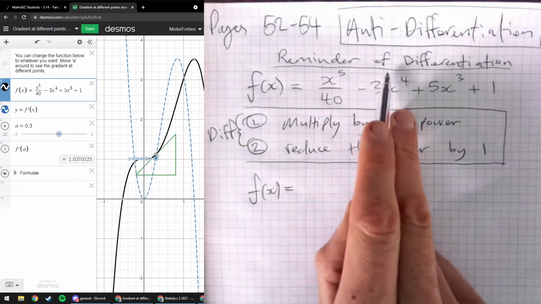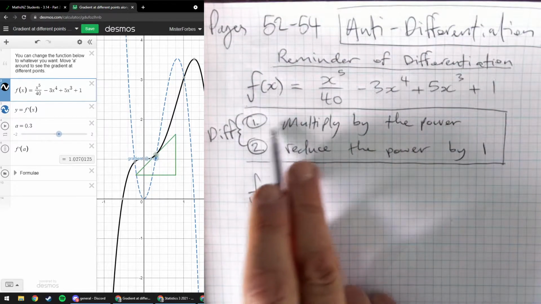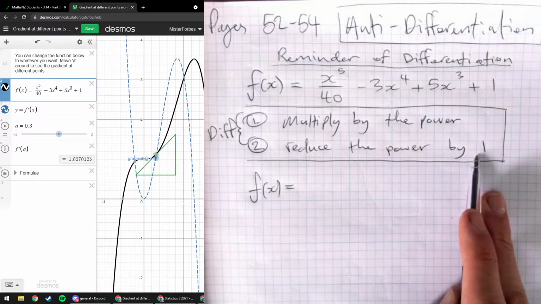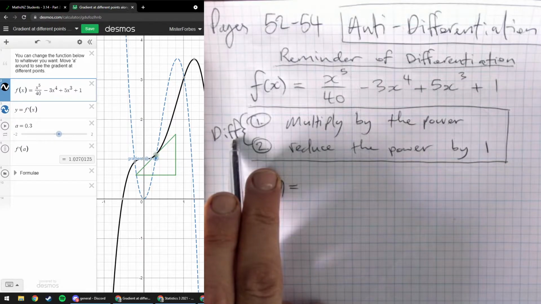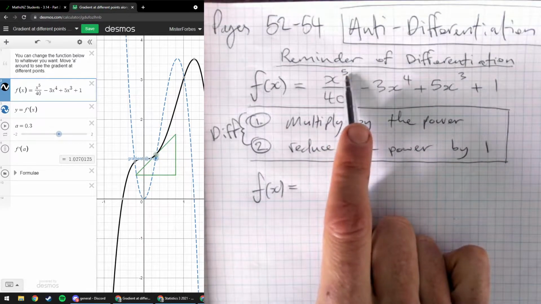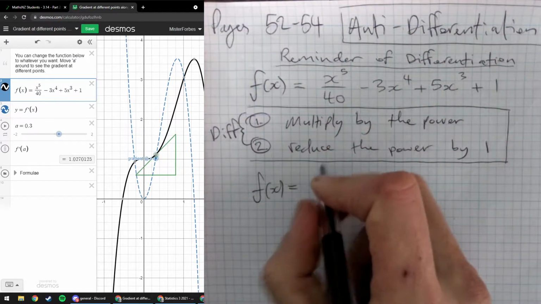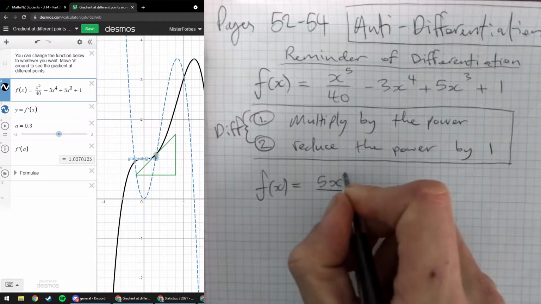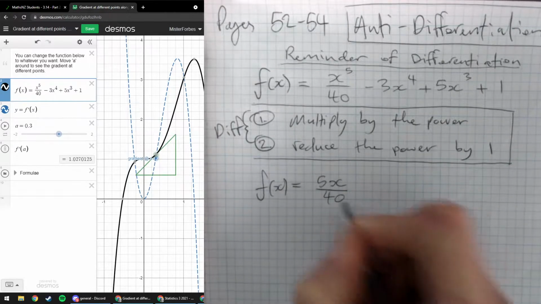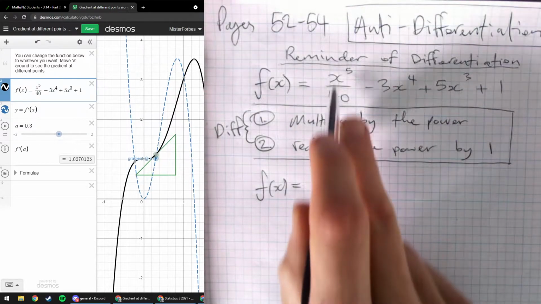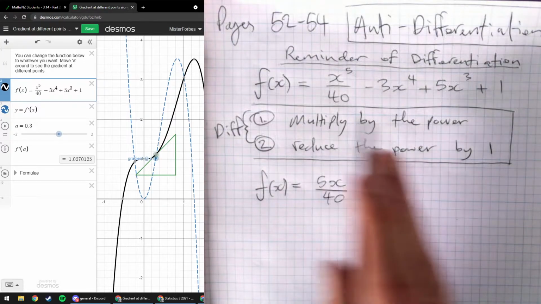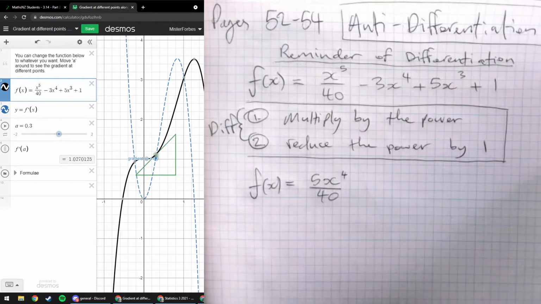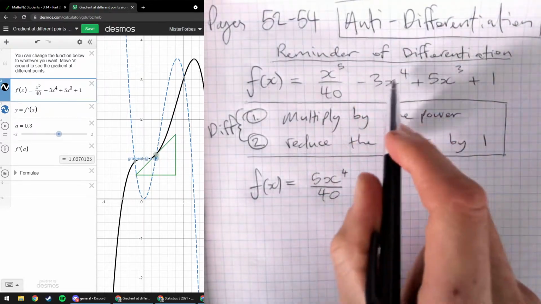So remember, with differentiation, we do two things. We multiply by the power, and then we reduce the power by 1. So that's how we differentiate. So let's do it here. So here we're going to multiply by 5. So that means it's going to be 5 times whatever it is, x to the power of whatever, over 40. So we multiplied by the power first. We multiplied by 5. And then we reduce the power by 1. So we get that number there, the 5, and we reduce it by 1. So it goes to 4. Right? So then let's do that again to the next thing.